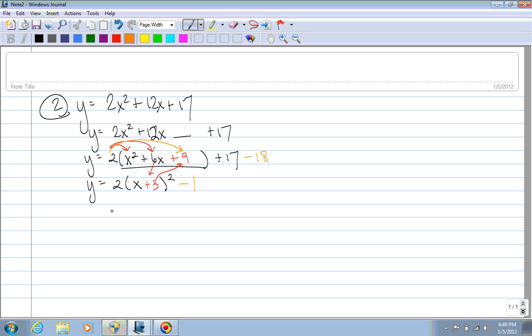So now you see the vertex on this one is now, this 3 says it shifts left 3, and the minus 1 means it goes down 1. And this 2 out front is telling you your parabola is skinnier.